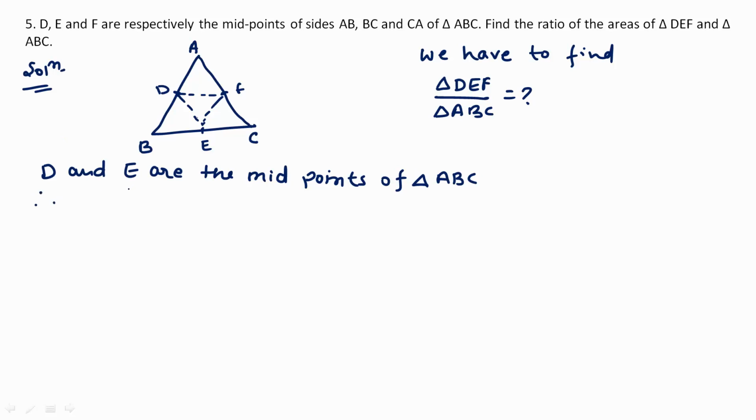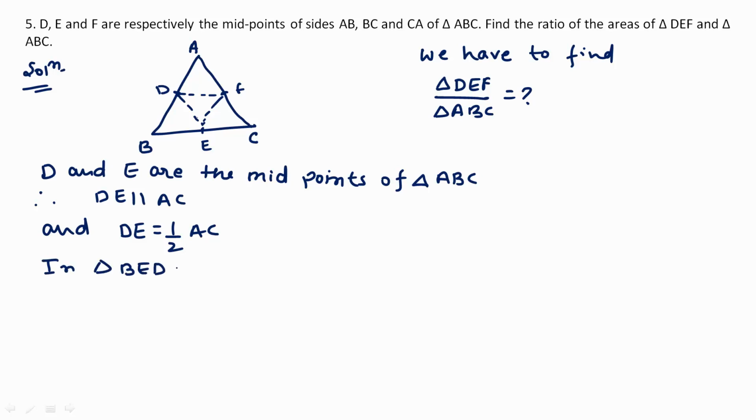Therefore DE is parallel to AC. DE is parallel to AC because D and E are the midpoints of the sides of triangle ABC, and DE is equal to half AC by the midpoint theorem.